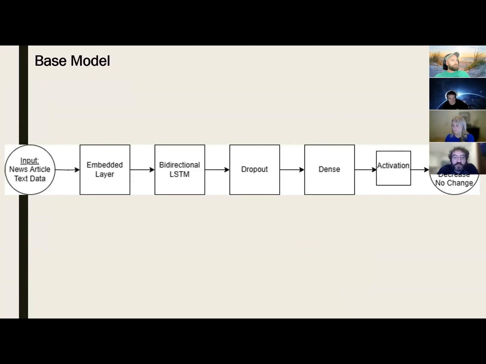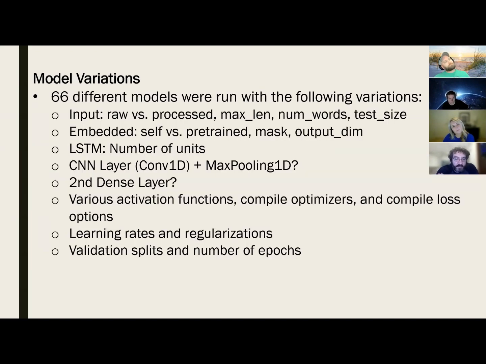And so to build it, this is the base model that I started off with: just an embedded layer that fed to LSTM with a dropout layer, followed by the dense layer with an activation. And that's just the very base model that I started off with, and then I did a bunch of different variations of it to test a few different things. So this is a bunch of the different things that I was messing around with.